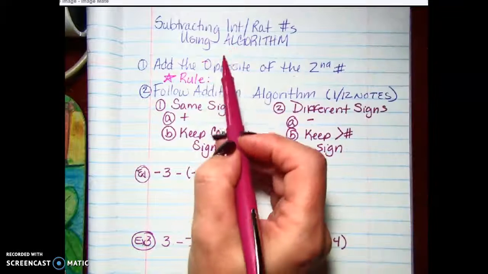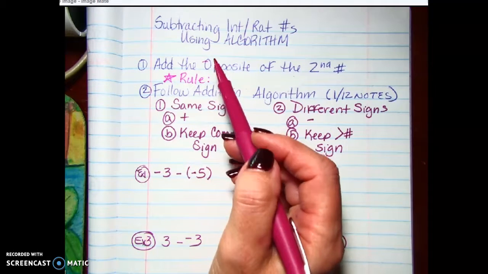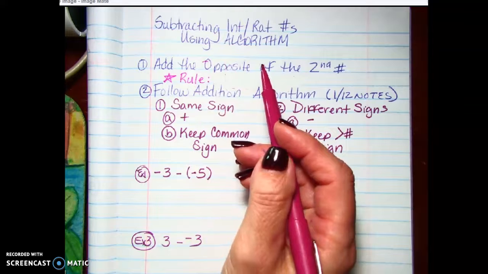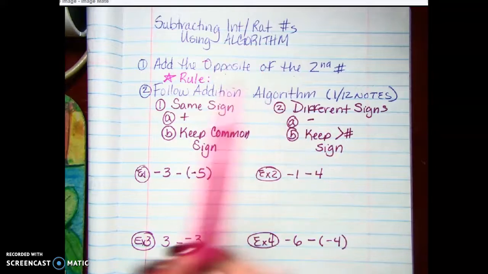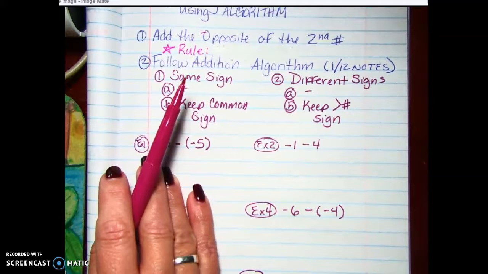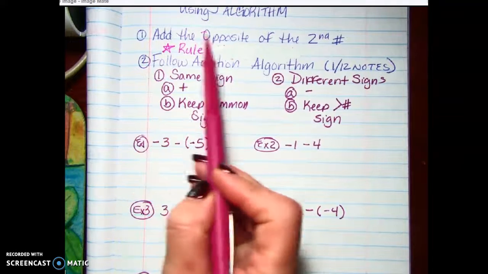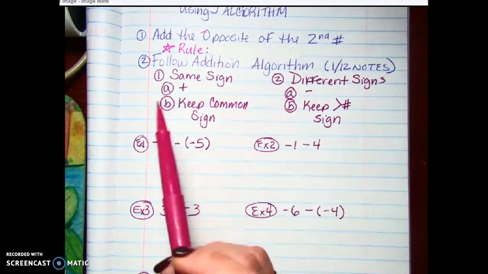Today is the easy trick to use to help you add and subtract. It will not tell you the why. But if you follow these steps, it will make it a little bit easier than drawing a number line. So the first step we have is to add the opposite of the second number.